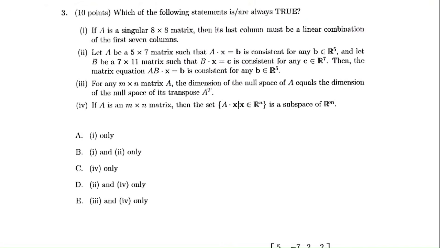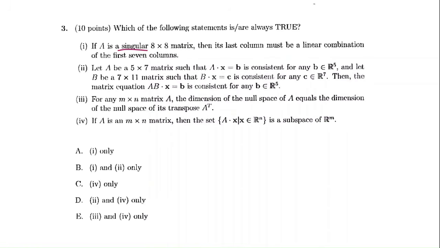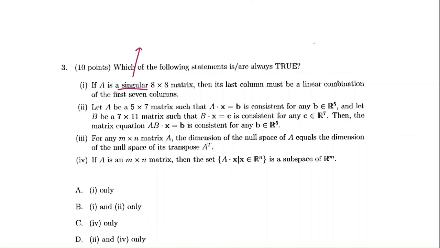Okay, so for this problem, we're asked about which statements are true. First statement is that if A is a singular matrix, then its last column must be a linear combination of the first 7 columns. So singular is another way of saying that the matrix is not invertible, and that means that there is not a unique solution for every AX equals B. And this means that there will be some linear dependence in the columns.